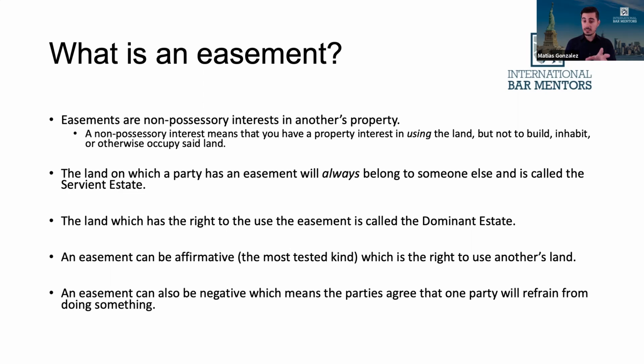And easements can be affirmative, which is the most tested kind. It's usually the right to use another's land. Okay, and I'll go into a couple of examples next. And there's also negative easement, which essentially is where parties agree that one party is going to refrain from doing something, but that's a lot less commonly tested than affirmative easements.